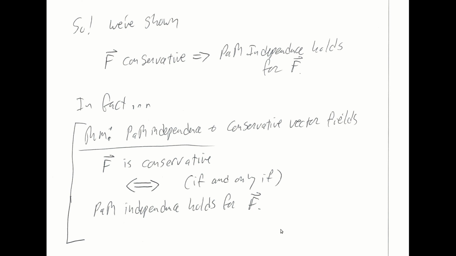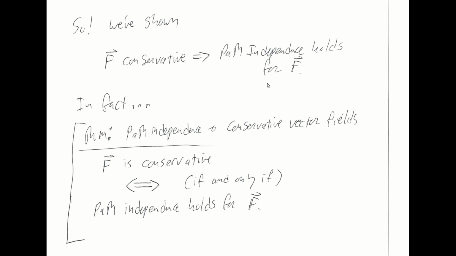So we have shown in this little argument that if you have a conservative vector field, path independence holds for that vector field. In fact, more is true. It is also true that if path independence holds for a vector field, you can then conclude that that vector field must be conservative. So I could write this line here above with the implication going the other way as well. That's a trickier argument.